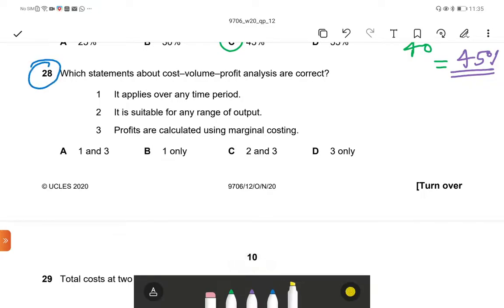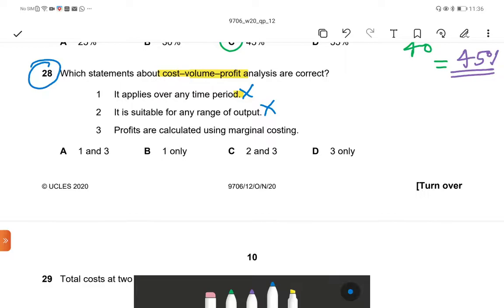Which statements about cost volume profit analysis, CVP analysis, are correct? It applies over any period. No, it is in the time of marginal costing. This first option is wrong. It's suitable for any range of output. No, it is not suitable to any range of output.